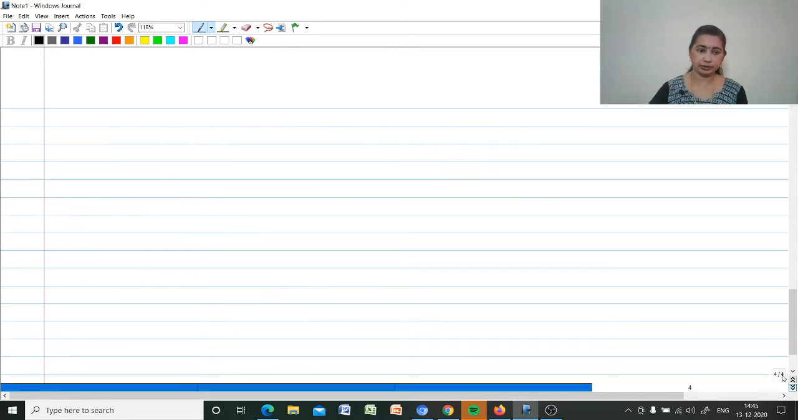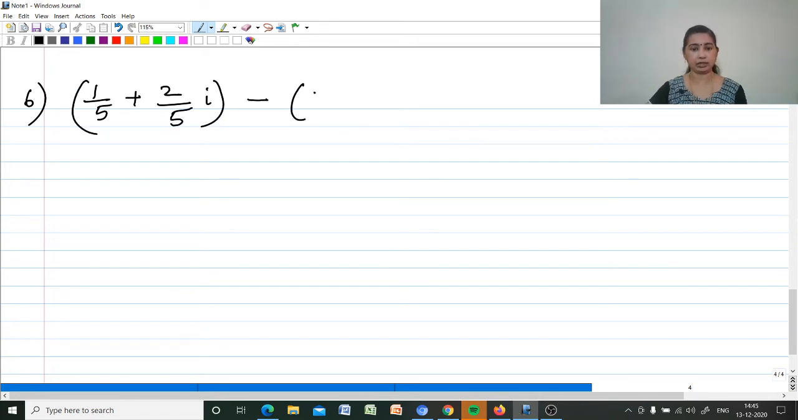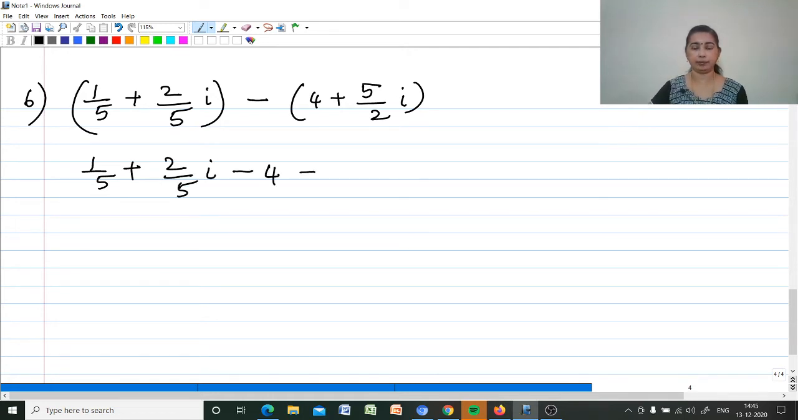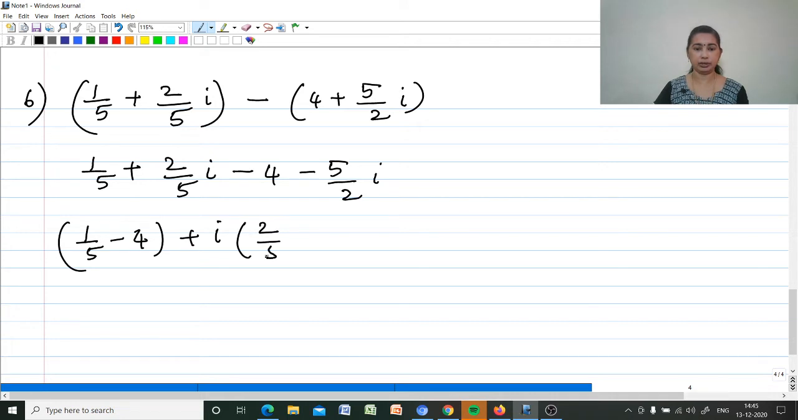Then next one, question number 6. 1/5 + 2/5 i minus (4 + 5/2 i). Same way, opening the bracket: 1/5 + 2/5 i − 4 − 5/2 i. Now all the real parts and imaginary parts can be put together. So (1/5 − 4) + i(2/5 − 5/2).